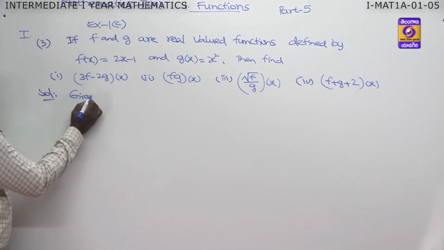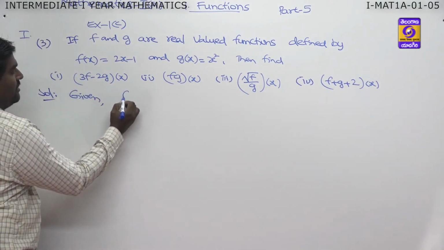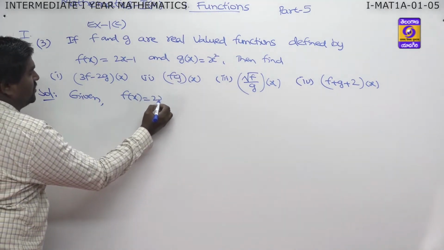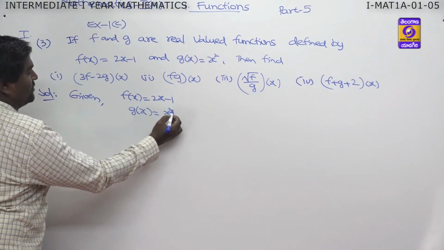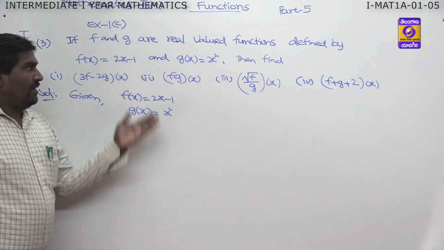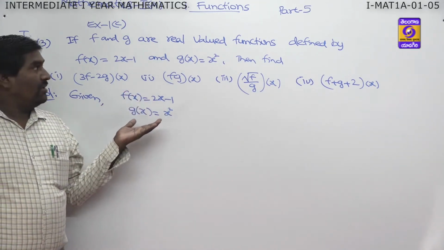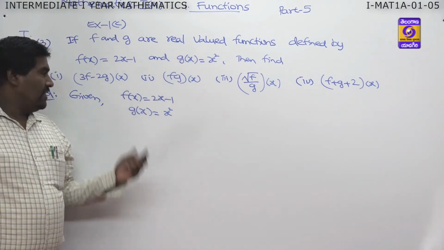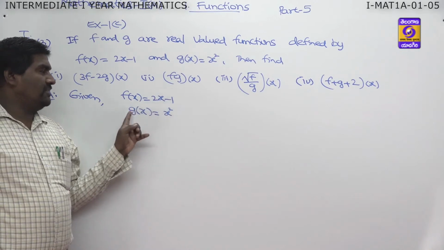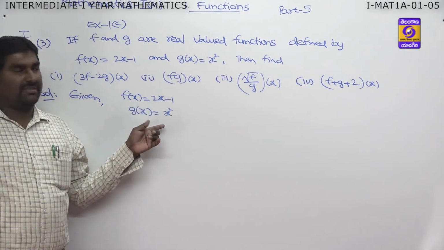Given, what is the given here? F of x is equals to 2x minus 1, g of x is equals to x square. f and g are both real valued functions, defined as f of x is equals to 2x minus 1, g of x is equals to x square.